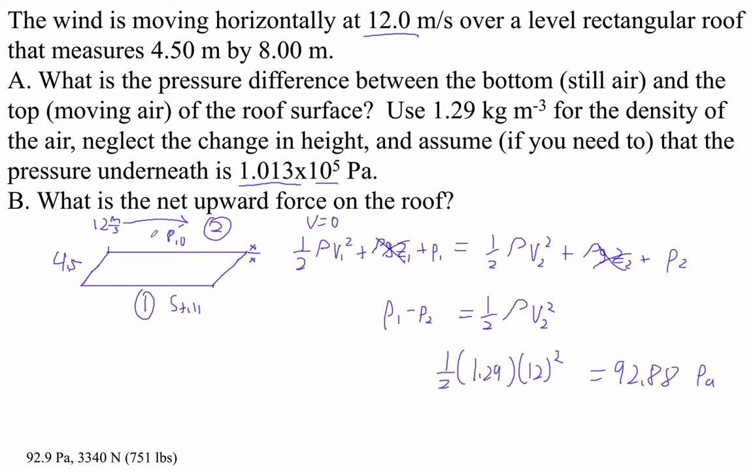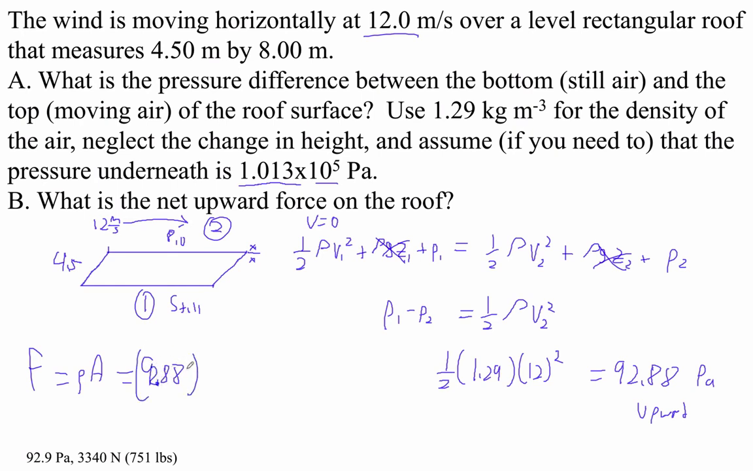And that is, by the way, it's lower pressure here and higher pressure down here, right? So this is upward, right? This is an upward force on this thing, right? So what is the net upward force on the roof? Well, force is just pressure times area. So that's this 92.88. And this is, whoops, put a 2 in there.